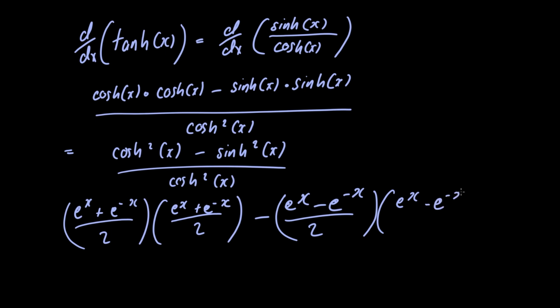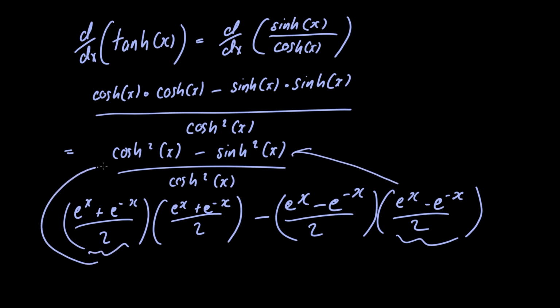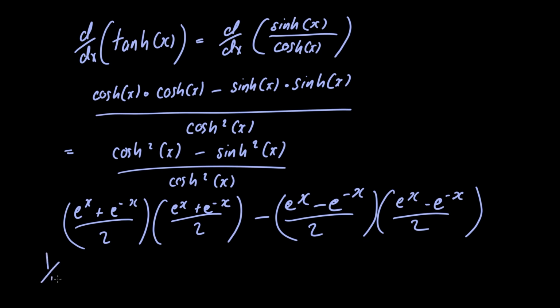This here is just the exponential representation of hyperbolic sine of x, and this here is just the representation of hyperbolic cosine of x. So notice we have a 2 and a 2 here in the denominator, and a 2 and a 2 here in the denominator. That means we can factor out a 1 over 4. It just makes multiplying everything out a little bit cleaner.